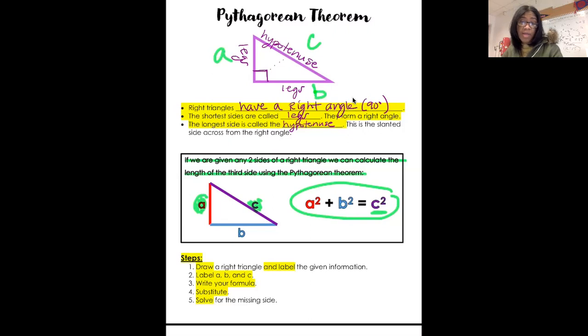Now the steps, you should write down these steps. I simplify them for you. Step 1, draw and label. All you gotta copy down is this, draw and label. Step 2, label a, b, and c. Step 3, write your formula. Step 4, substitute. Step 5, solve.